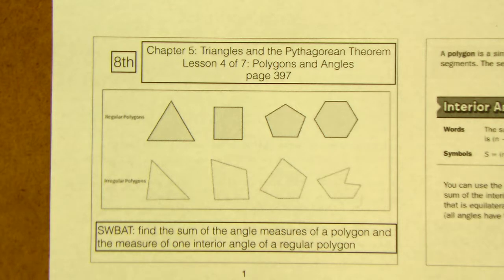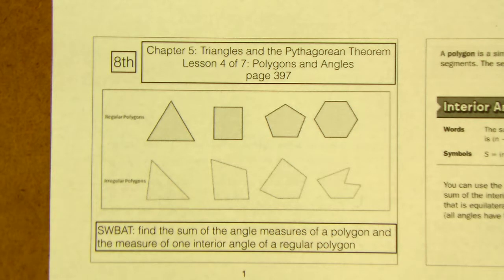So lesson 4 in chapter 5, we are adding on to our triangles and angles. We know from review for lesson 3 that triangles have 180 degrees when we add all three angles up, no matter what. And we're going to find out that there's a rule that we can follow to find the degrees of all the angles of any polygon.